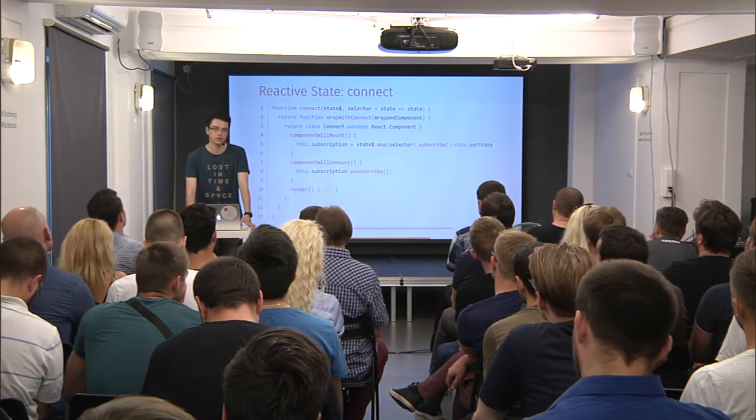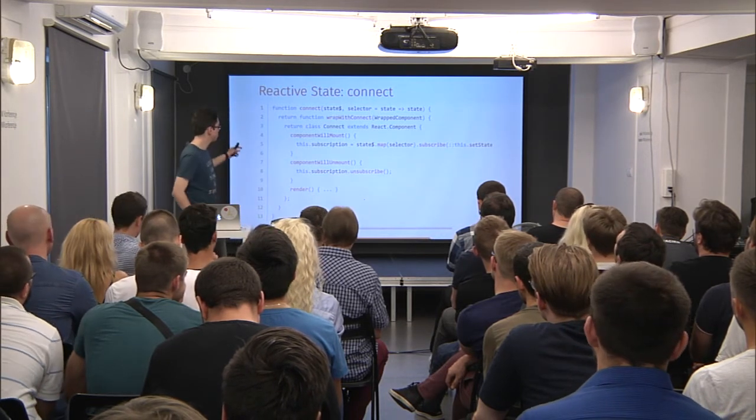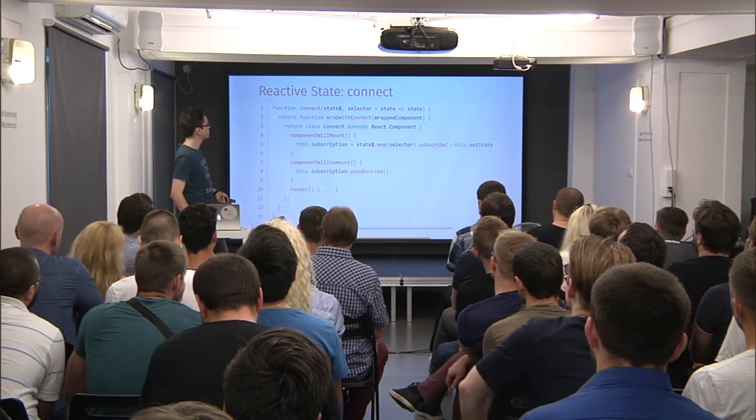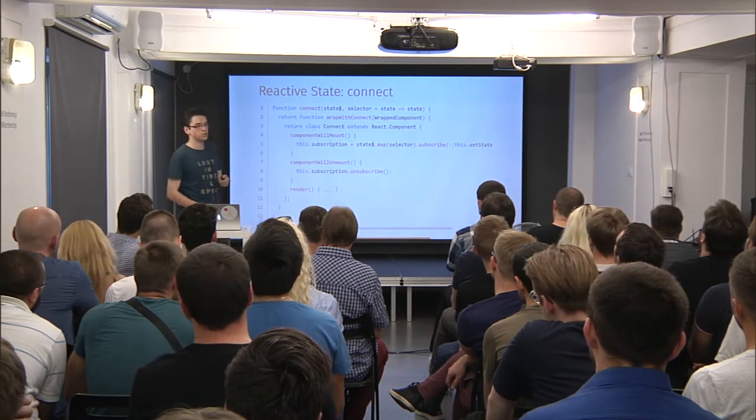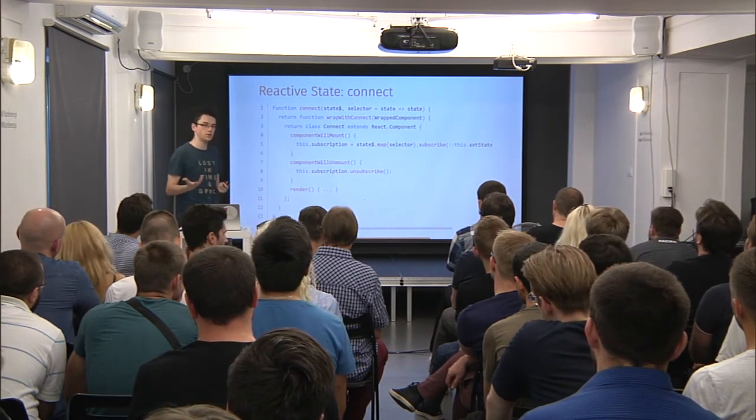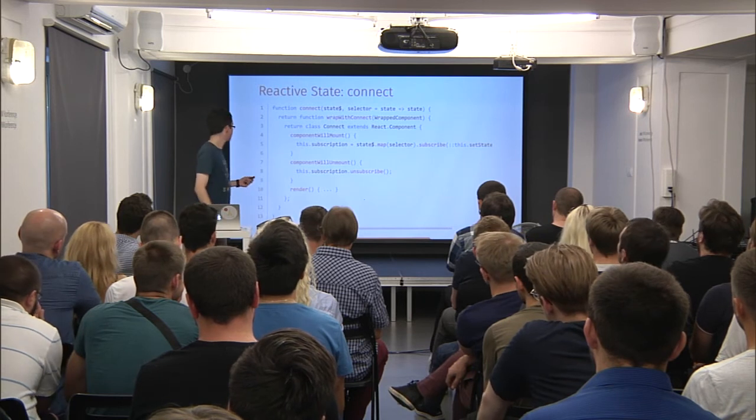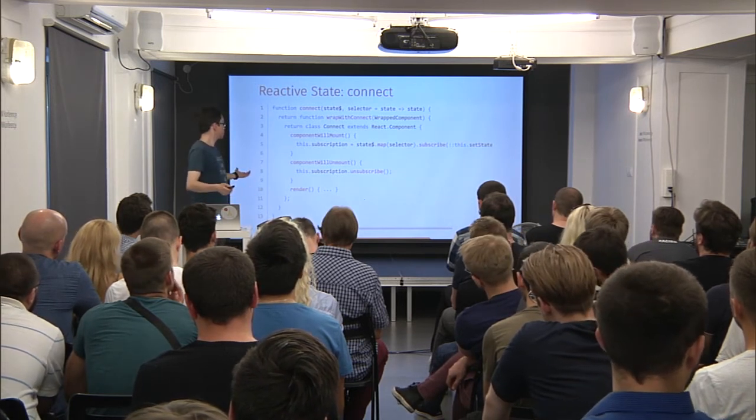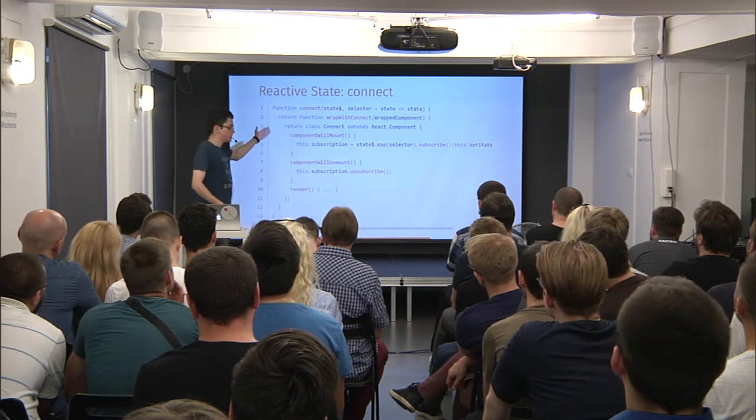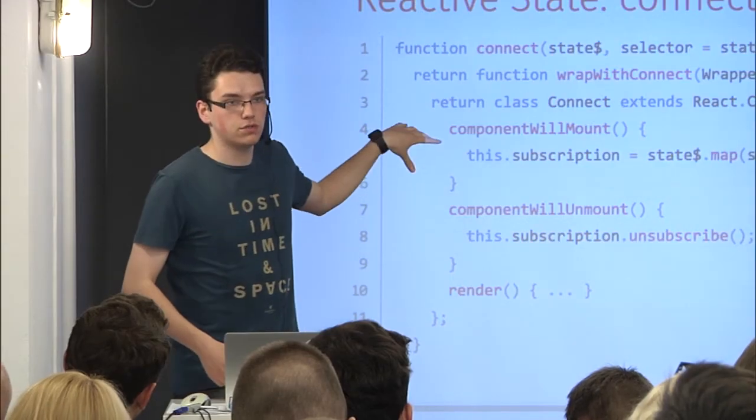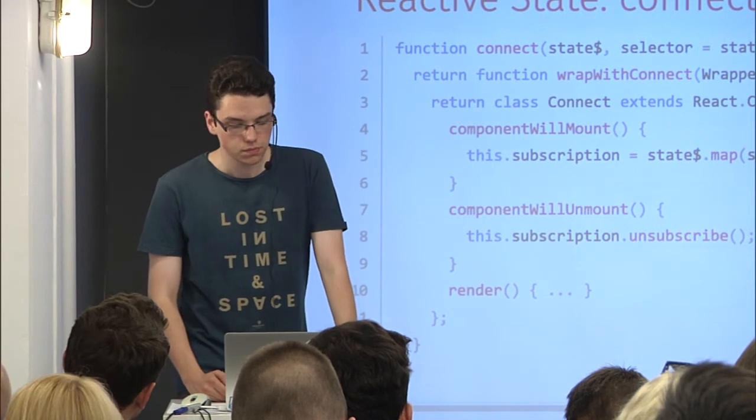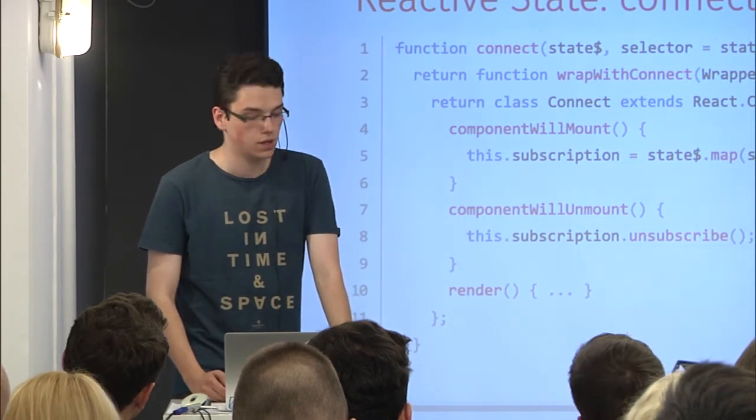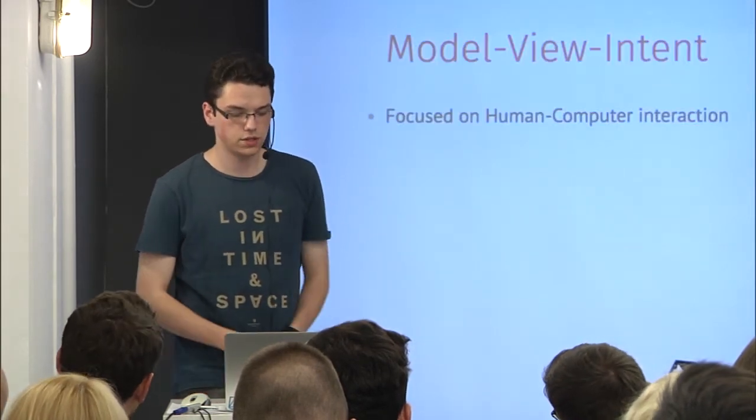Okay, the connect function. The connect function takes the state and some selector, which is optional, but by default you get the full state. And that's it. Basically, it's a one-to-one copy of the Redux connect function. Okay, so model view intent, this is a really cool concept.